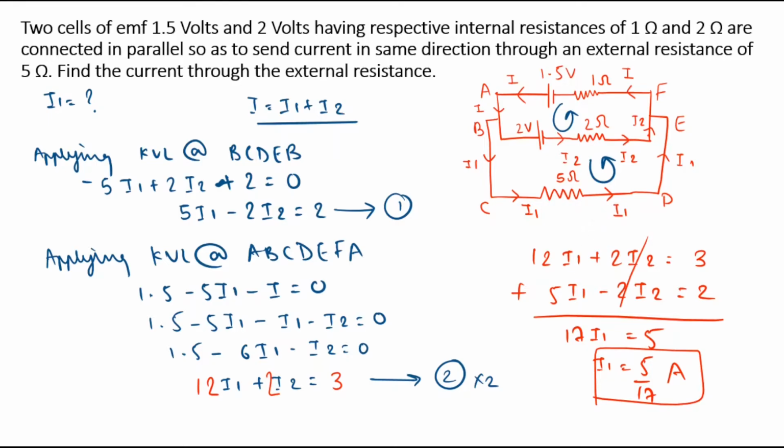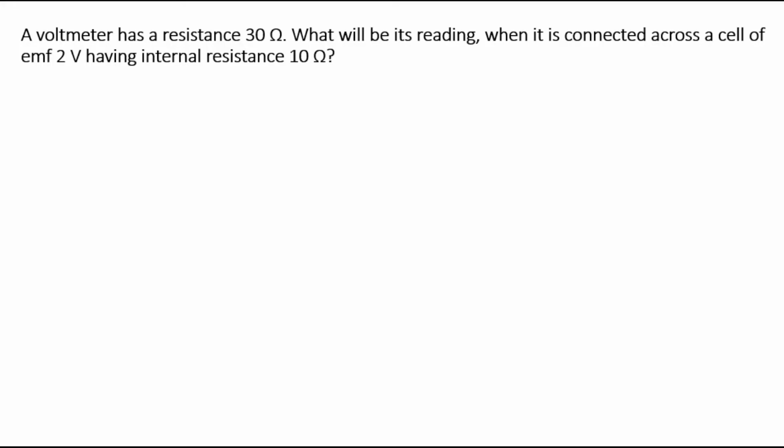Let's look at the next sum. A voltmeter has a resistance of 30 ohms. What will be its reading when it is connected across a cell of EMF 2 volts having internal resistance 10 ohms? So let's see what we have been given. We have been given R equal to 30 ohms and the EMF equal to 2 volts, which is having an internal resistance of 10 ohms, and we need to find out the value of the voltage that the voltmeter will show.